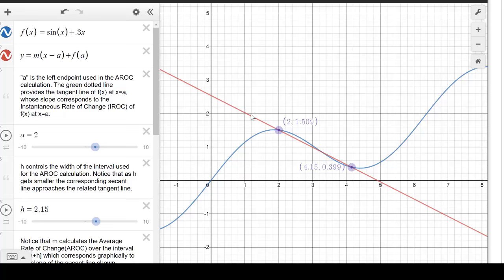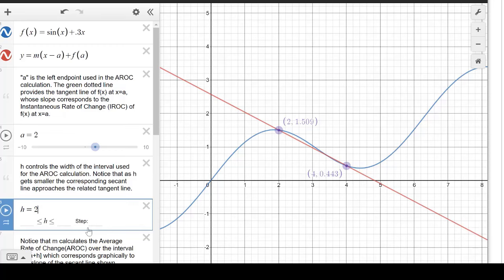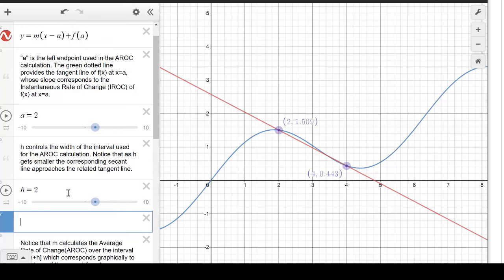The red line is something we've seen before. This is what we would call the secant line from the interval 2, and here's the value of h, so you can change that to be whatever you want. I'll change that to be 2 as well, just so that I have nice whole numbers to work with. You can see the line change slightly. This line represents the secant line corresponding to the average rate of change over the interval 2 to 4.